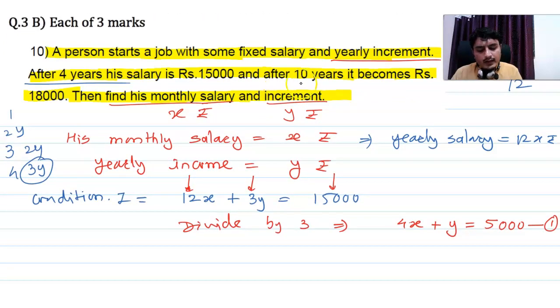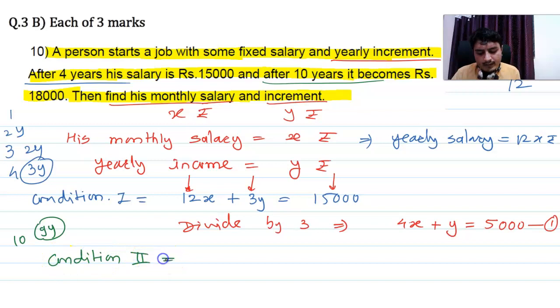Now look at the next condition. After 10 years, what is the increment? Once we have after 4 years 3y as the increment, the number of increments is one less than the years. So after 10 years we have the increment 9y. As per the second condition, yearly salary we have 12x and increment in the salary after 10 years we have 9y, and this salary after 10 years we have been given as 18,000.